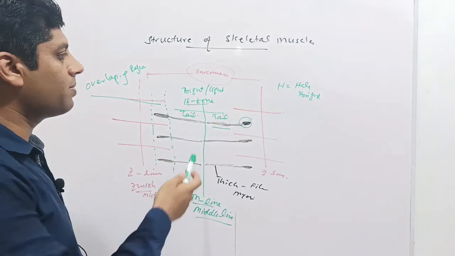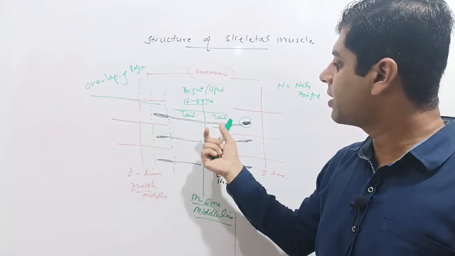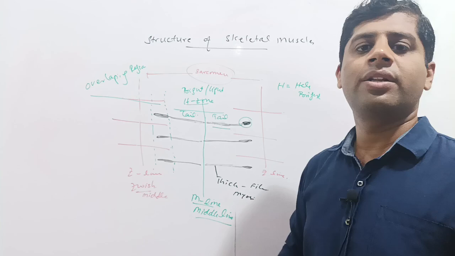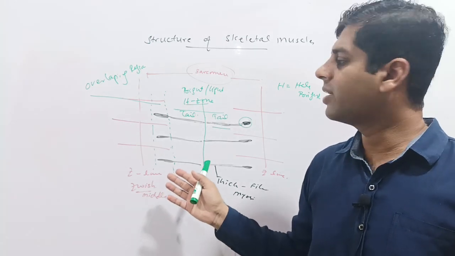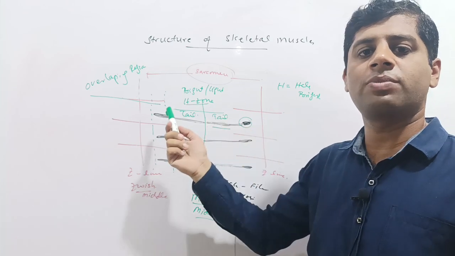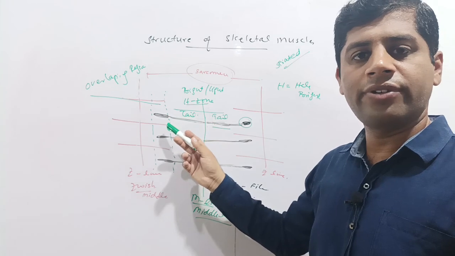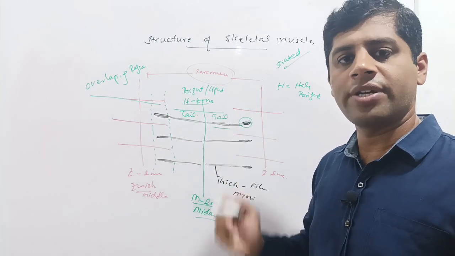So this is the electron micrograph of the skeletal muscles. There are thick filament and thin filament bands. These are called dark bands, and thin filaments are called light bands. As we have noted here, there are alternating thin filaments and thick filaments. These give stripes or striations to the muscle. Therefore, these skeletal muscles are also called striated muscles because of alternating dark and light bands.